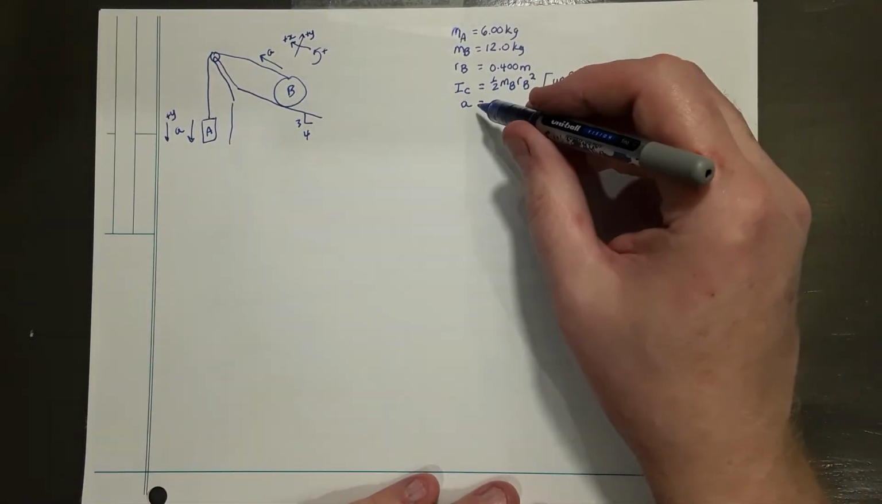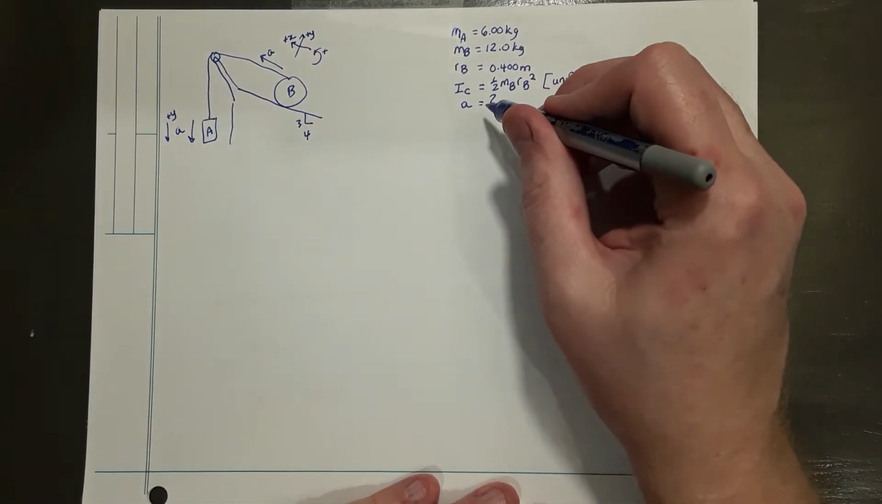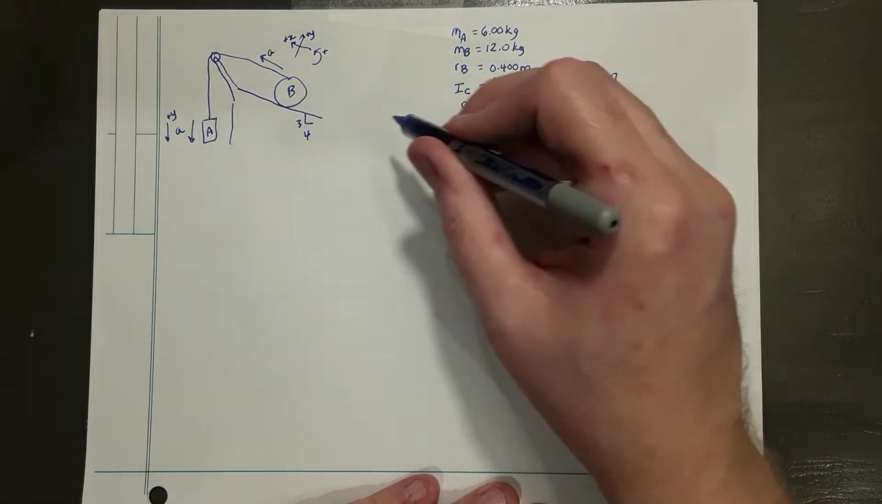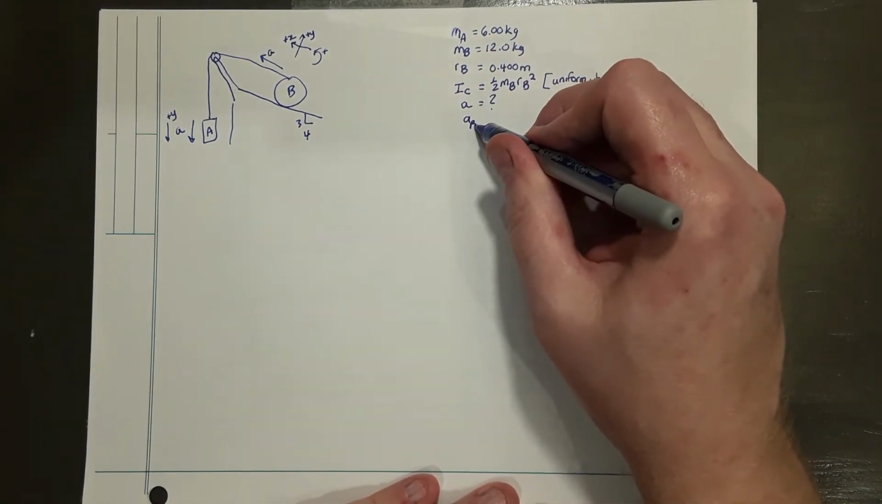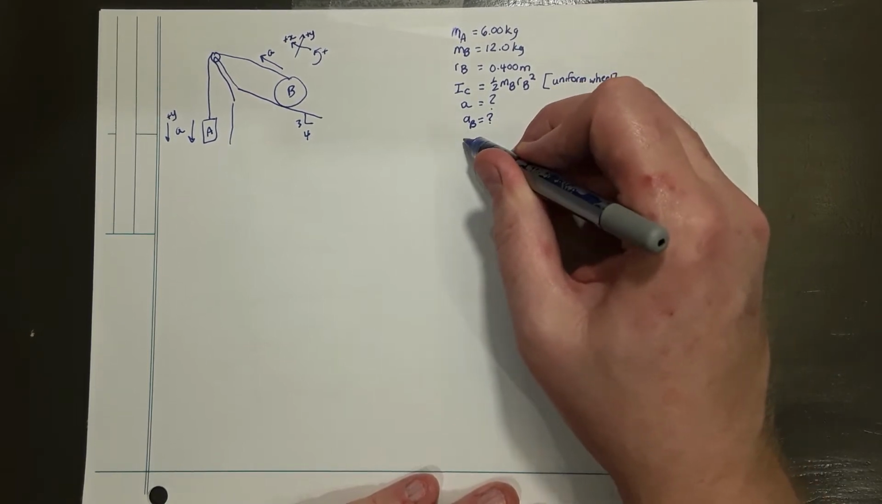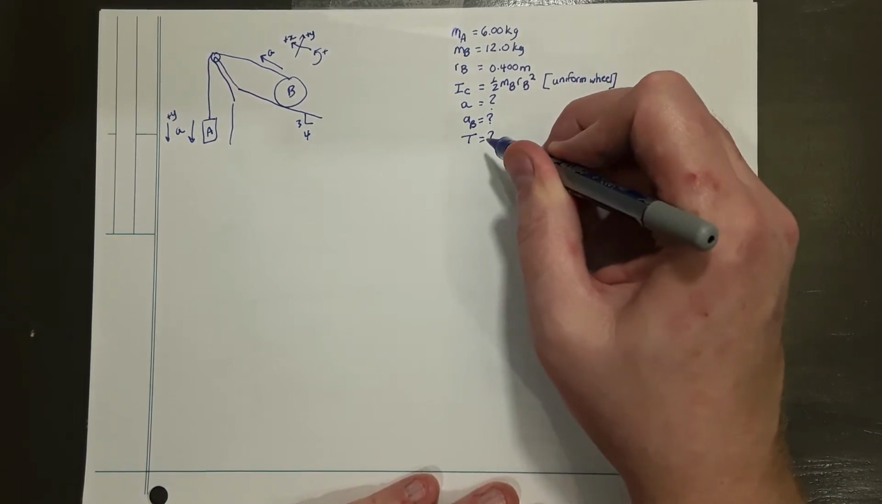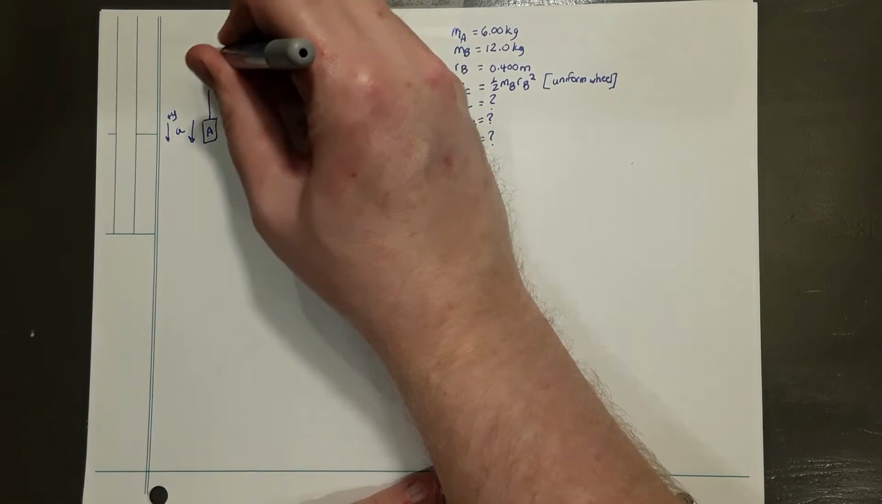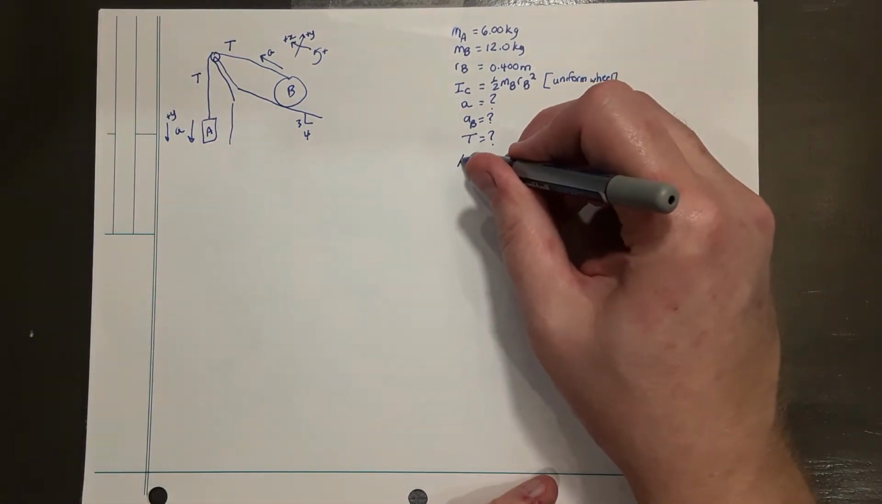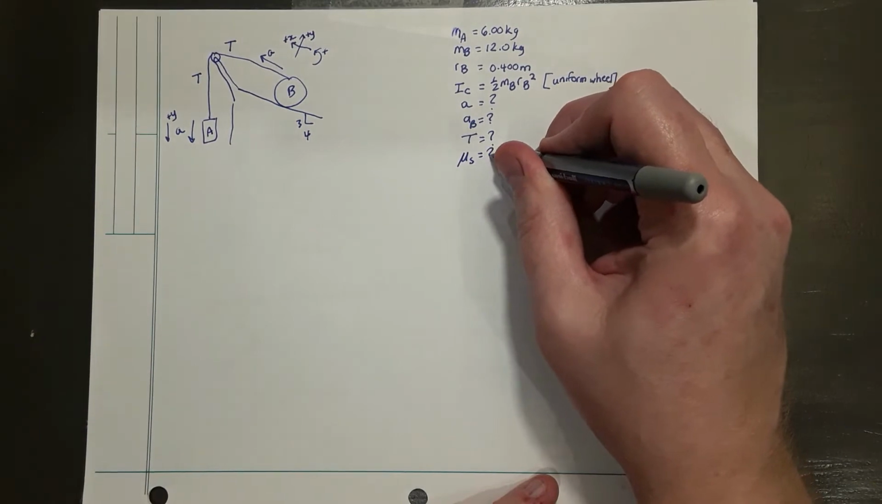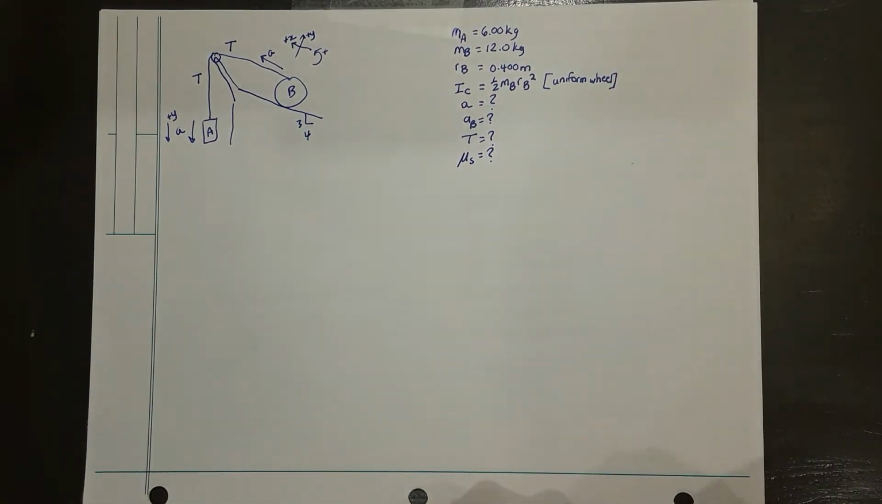We don't know the acceleration A, that's an unknown quantity. We're not going to know the acceleration of the center of wheel B, so that's also an unknown. We also don't know the tension in the cable. The tension in the cable here and here are going to be the same number because we are ignoring the mass of the string and the pulley. And we're also going to need to know the coefficient of static friction on the rolling wheel.